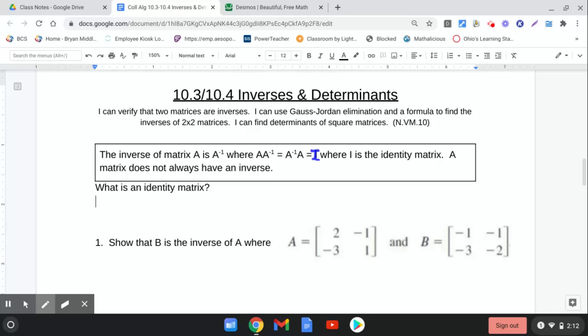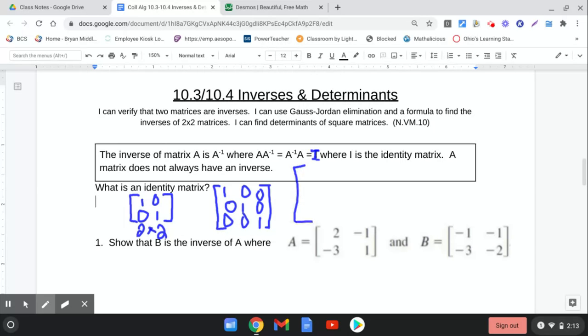We only have identity matrices when they're square. So if you have a 2 by 2 matrix, the identity matrix has 1 on the main diagonal and zeros everywhere else. So this is the 2 by 2 identity matrix. For a 3 by 3 identity matrix, it has 1 on the main diagonal and 0 everywhere else. So this is the 3 by 3 identity matrix. And if I can squeeze it in here, I can get you a 4 by 4. It's going to have 1 on the main diagonal and zeros everywhere else.